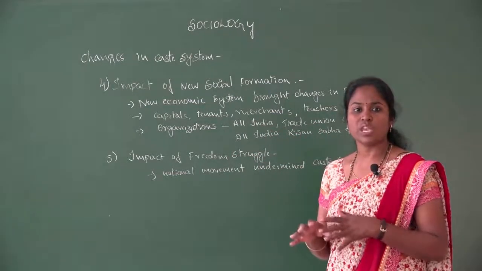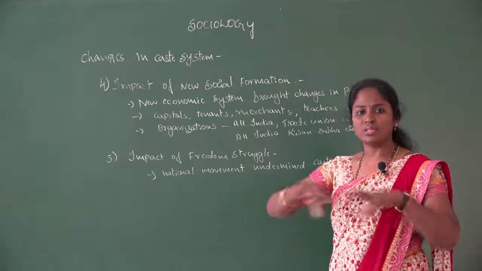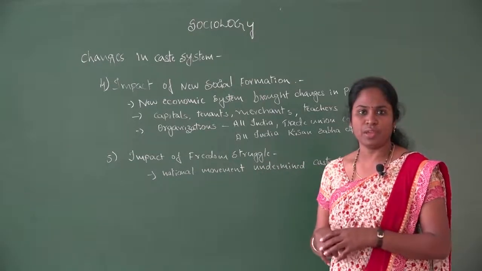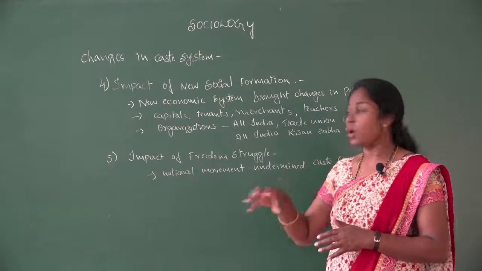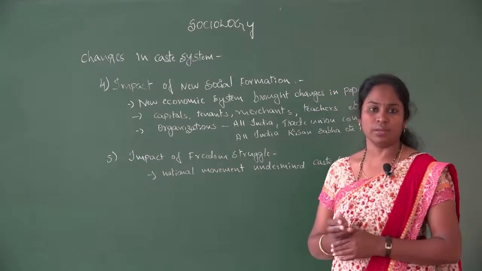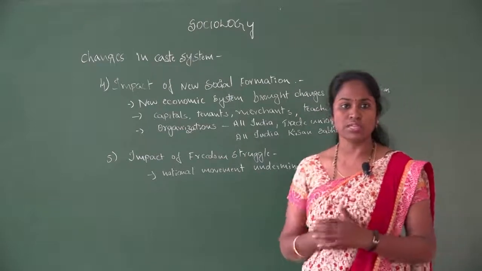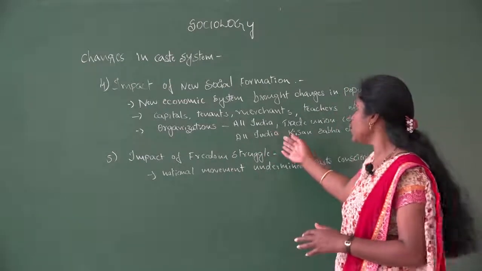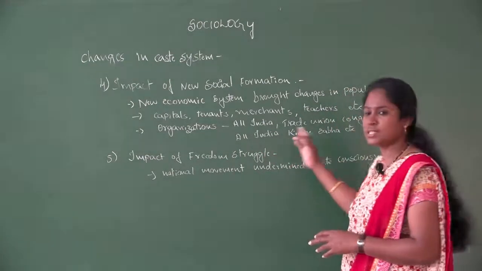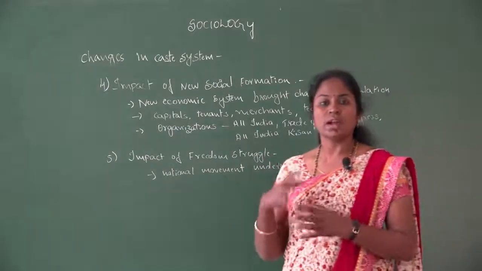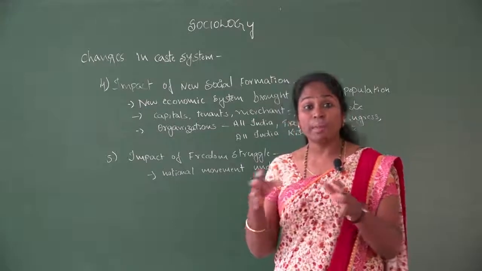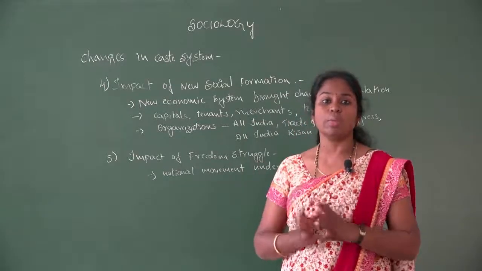So like this, they made the groups, and these groups were influenced and started making organizations in society. They introduced new organizations. For example, we can see the All India Trade Union Congress, then the All India Kisan Sabha. So like this, they started making organizations depending on the groups they made.